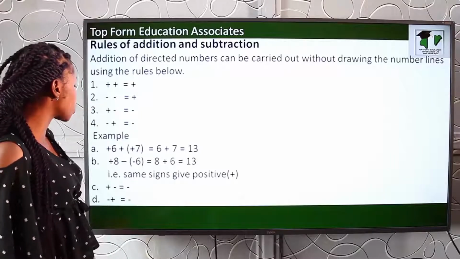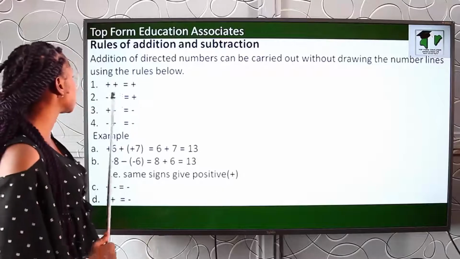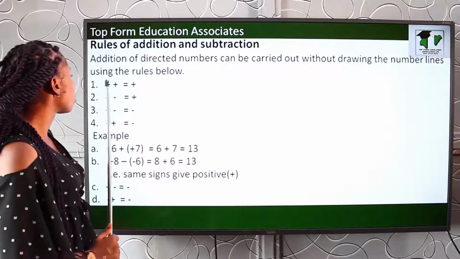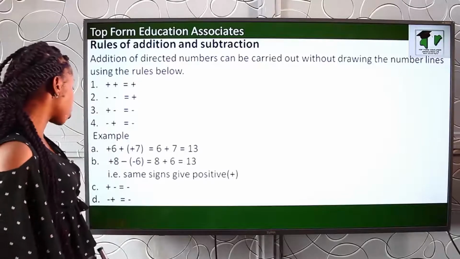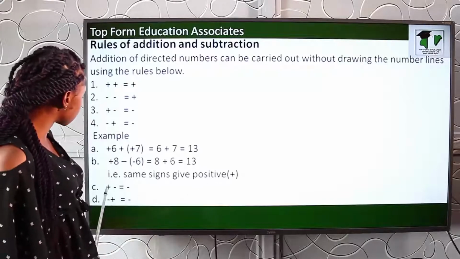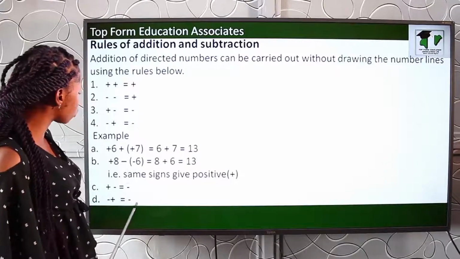So in essence, we're saying that same signs give positive. Okay, if you look at this, you see that these two signs are the same. Plus and plus, minus and minus. Same signs give positive. Now let's look at the second one. Plus and minus is equal to minus. Minus and plus is equal to minus.